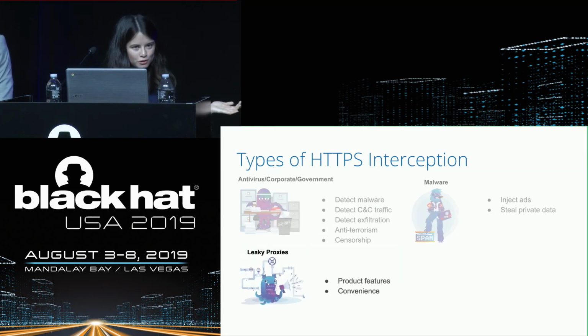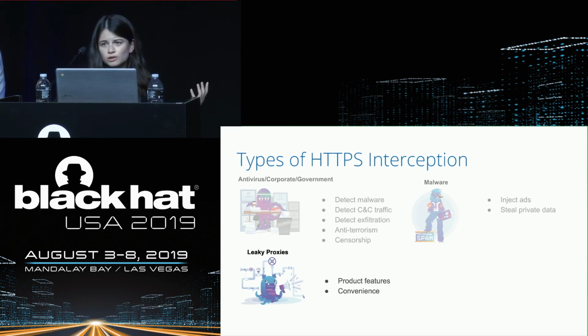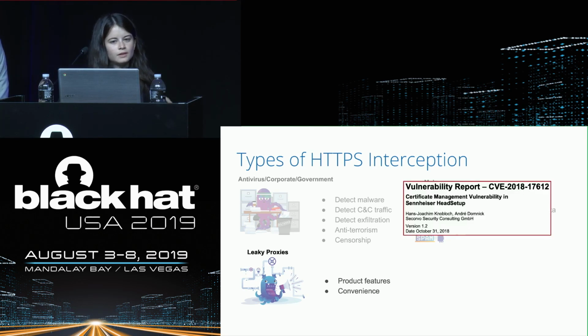So a third class of interceptors are poorly implemented and often unnecessary proxies that increase a connection's attack surface. Any TLS terminating forward proxy, whether it's well-intentioned or not, risks leaving private information and opens the door to spoofing. An example of this I find really interesting is Sennheiser headphones, whose headset setup software installed a root certificate on computers as part of a syncing protocol between headphones and computer.